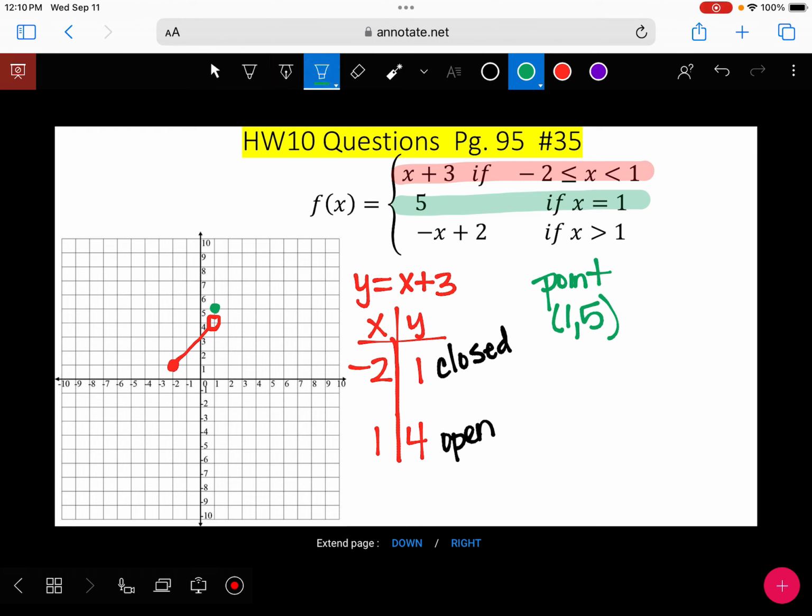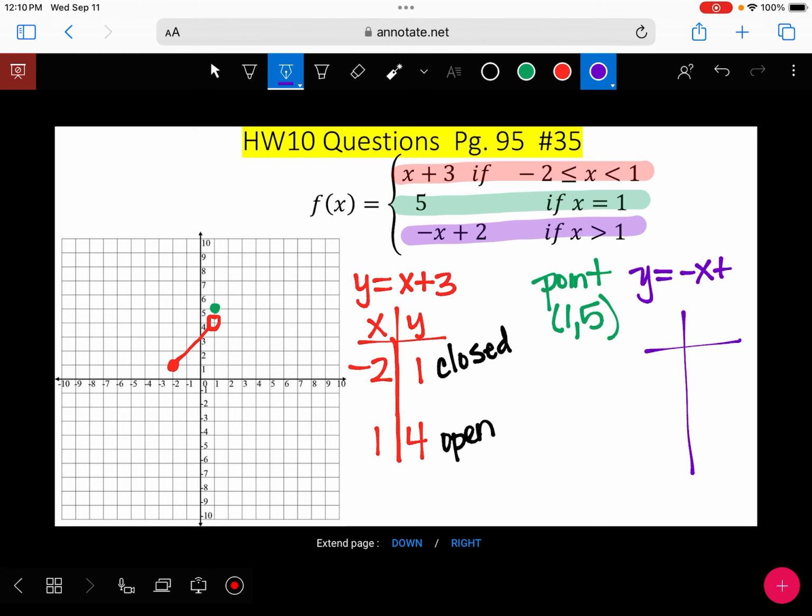And then the last one, we do need to make a table. So it's y equals -x plus 2. It's telling us to start at 1 and then pick numbers greater than 1. So I'm just going to do 1, 3, and 5. I just picked any numbers. All right, go ahead, figure out what your 3 y values are.